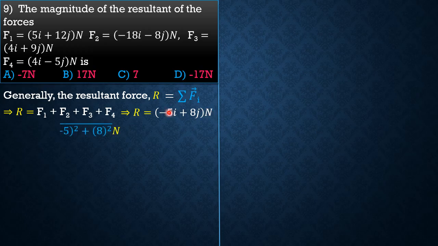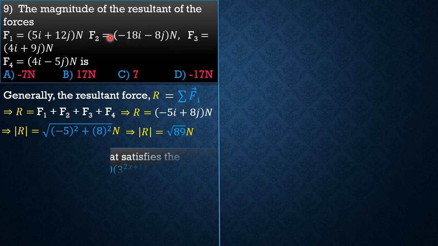It therefore implies the magnitude of R has to be the square root of the sum of squares of the individual components. So we are going to have the square root of negative 5 squared plus 8 squared. If we simplify correctly, we are going to have our answer to be the square root of 89. I'll consider that this is not among the various options, right? It is not among them, guys. It therefore means that the question had some mistakes, okay? It has some mistakes.